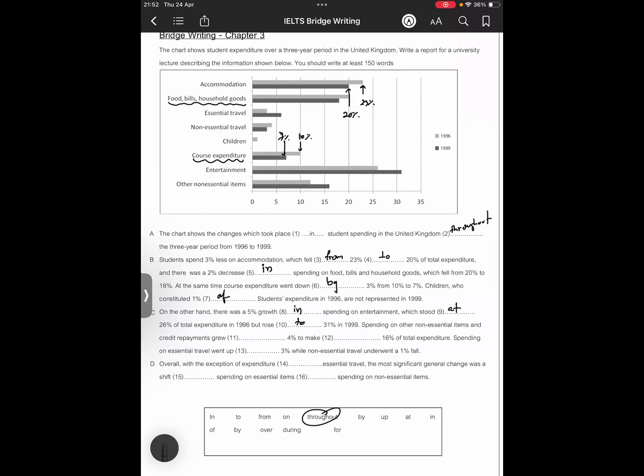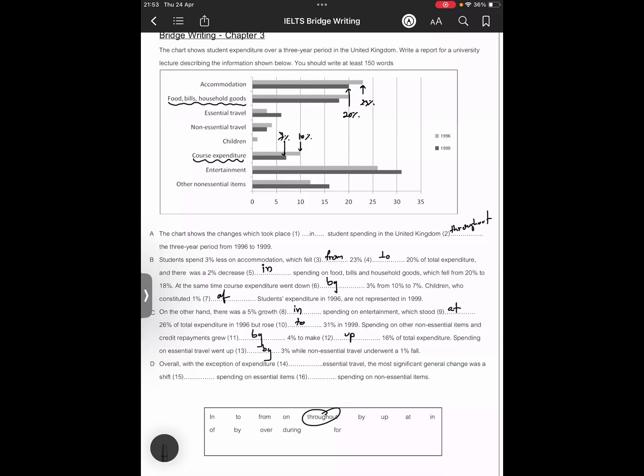Spending on other non-essential items and credit repayment grew by 4%, right? Grew by 4% to make what? To make up 16% of the total expenditure. All right, and last but not least, spending on essential travel went up by 3%, okay? While non-essential travel underwent a 1% fall.